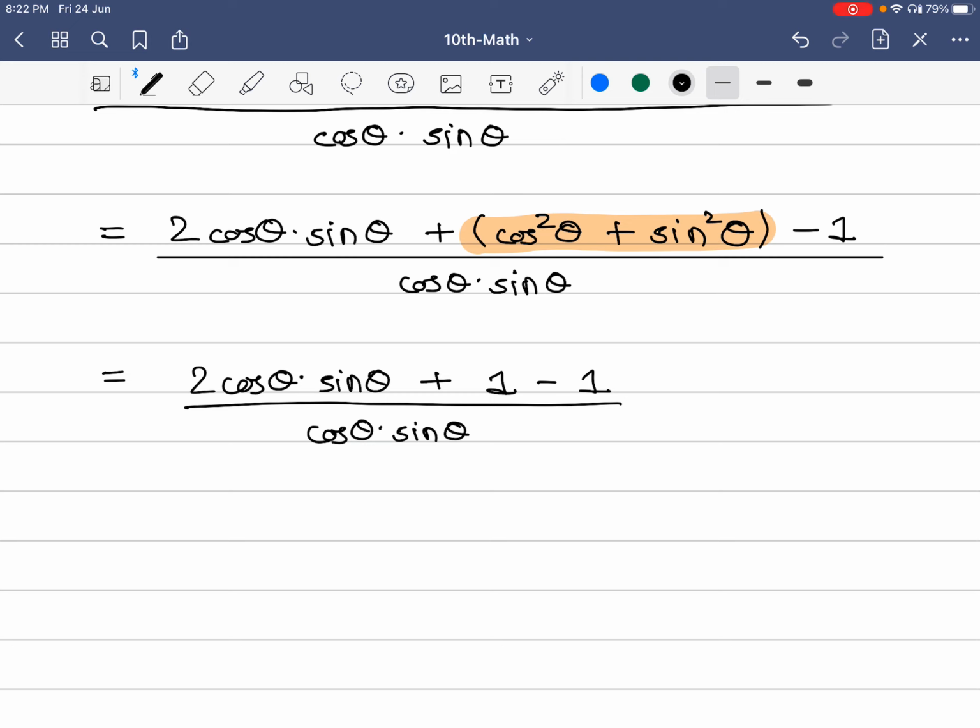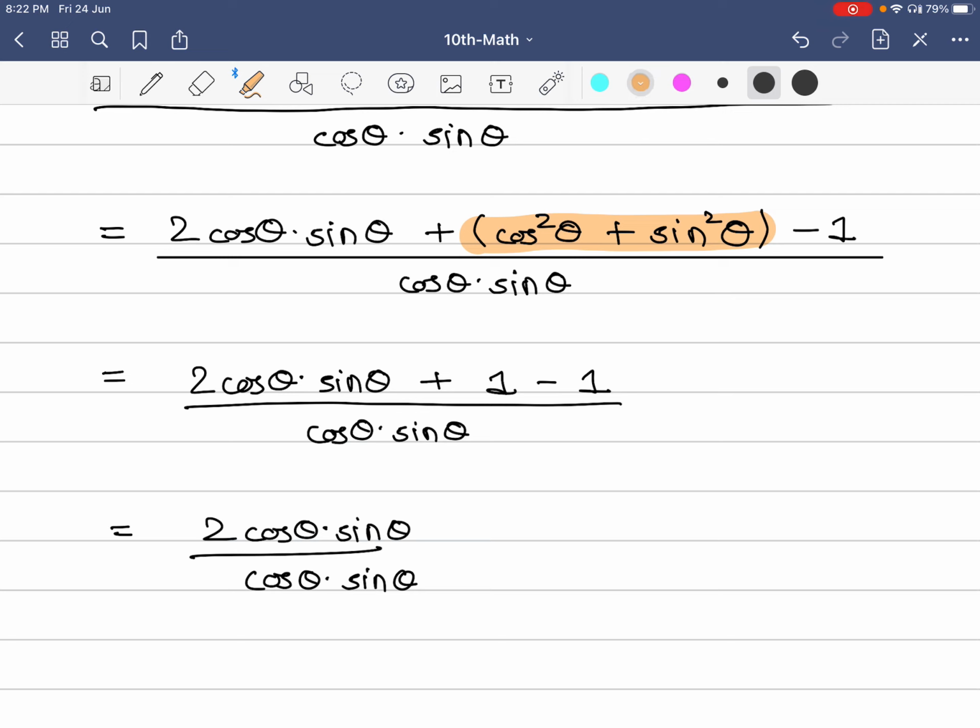This is our denominator. Now 1 minus 1 is 0. So what remains is 2 times cos theta sin theta, the whole divided by cos theta sin theta. And again cos theta sin theta are just going to cancel each other out.